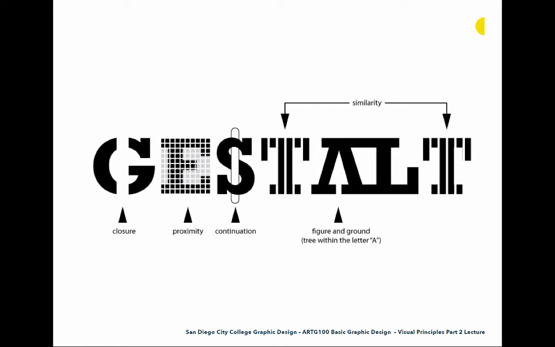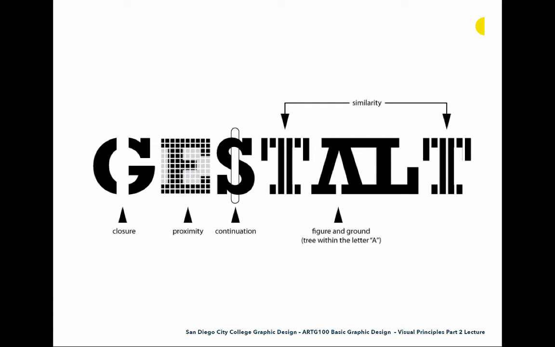And the last one is figure ground, which I've already explained in the first lecture, but it is one of the Gestalt principles as well. And here they're showcasing it in this ligature between the A and the L. And it's this tree, right, that's hidden inside of that A. By removing the crossbar, there's kind of this tree motif.